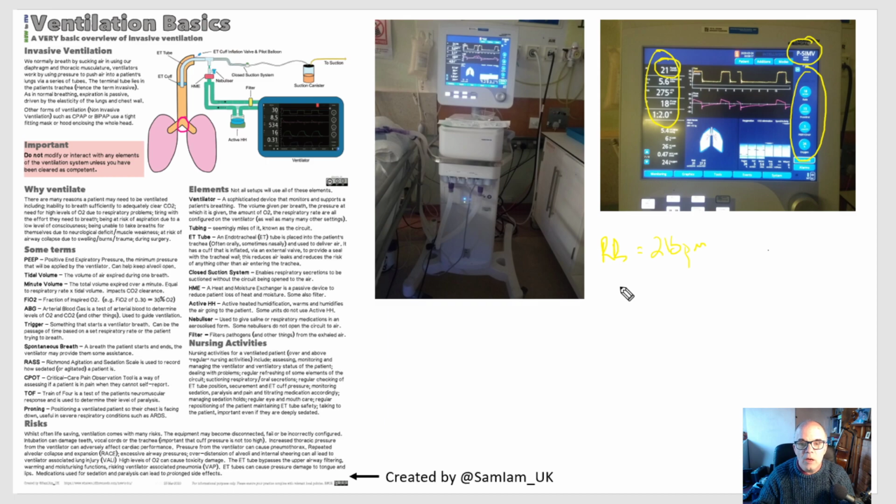So you've got a combination of the two potentially. It depends how sleepy the patient is. It depends how much we're trying to wean the patient. It depends how much sedation we're using. It depends on the patient's conscious level. But that's the respiratory rate.